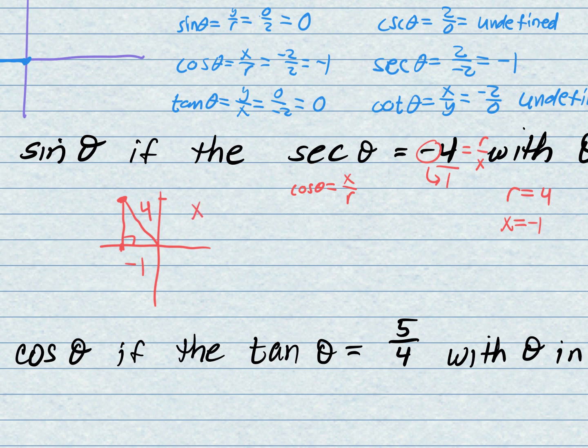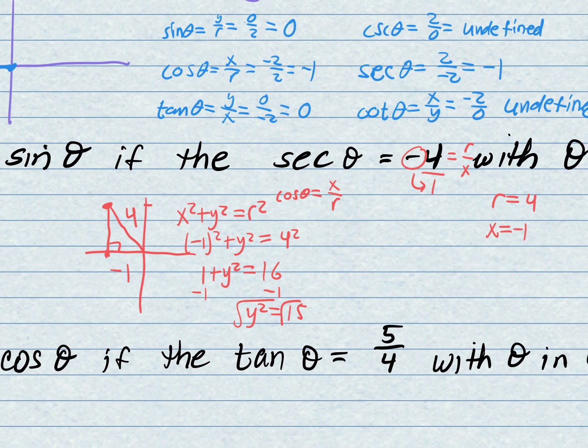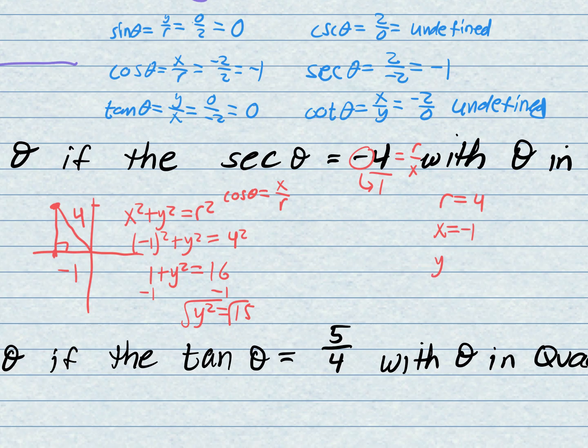I can use x squared plus y squared equals r squared. X squared in this case is going to get me negative 1 squared. I don't know what y squared is. R squared is 4 squared. So we get 1 plus y squared equals 16. Subtract 1 on both sides, and I get y squared is 15. Square root both sides, and my y value is going to be positive square root of 15, positive because it shows up in the second quadrant.